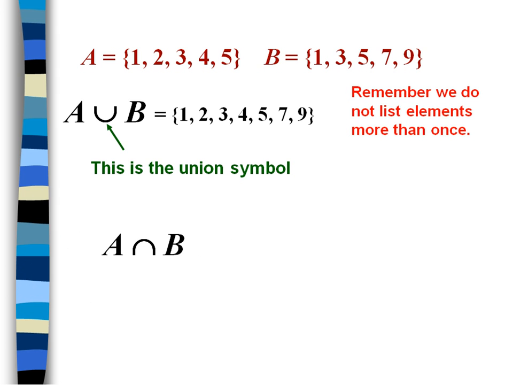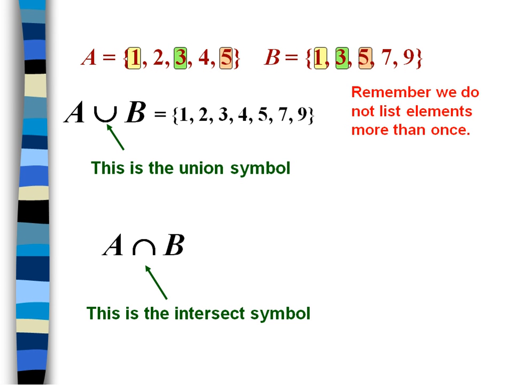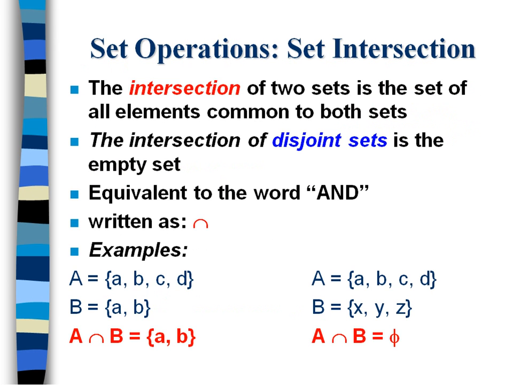What is A intersection B? Now the intersection are the elements that are in common. So if you compare A and B, what elements are in common, or what elements overlap? Those elements are 1, 3, and 5. So again, the intersection of the two sets is the set of all elements common to both sets.